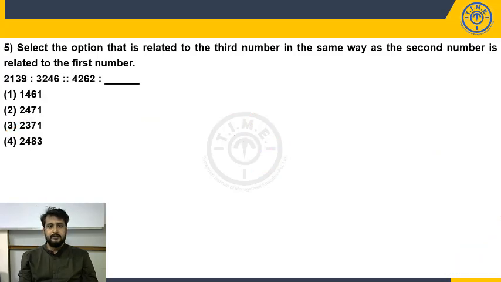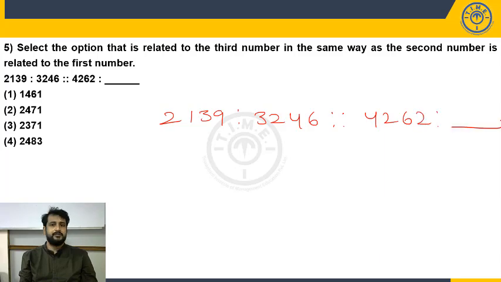Next, look at this number. It is a typical question. 2139 is to 3246 in proportion, 4262 is to dash. Now one thing you can observe here, from here to here the numbers are increasing, but by applying the same logic, whatever it may be, the answer should be in the 5000s, but none of the choices are like that. So definitely it is not the addition or the subtraction logic.